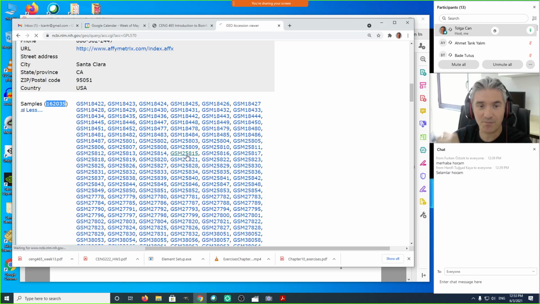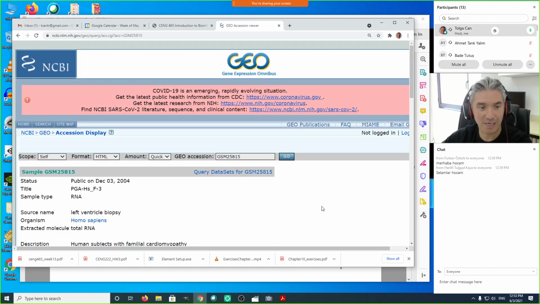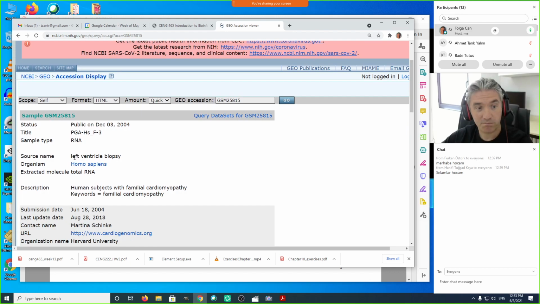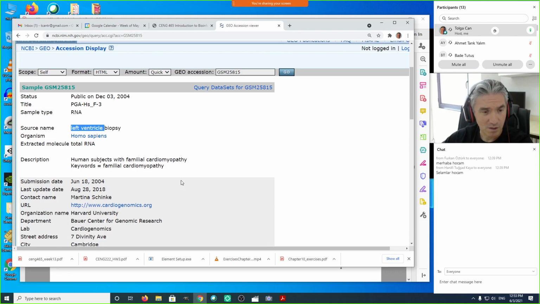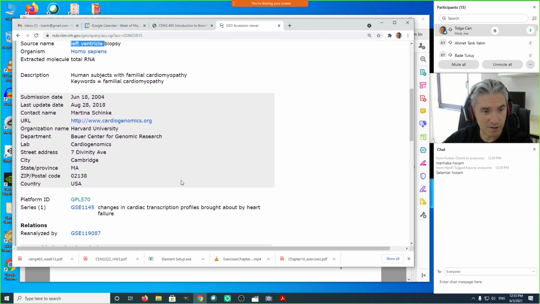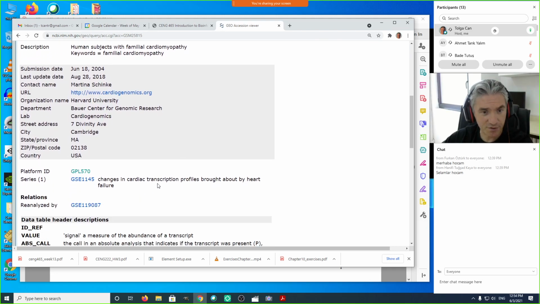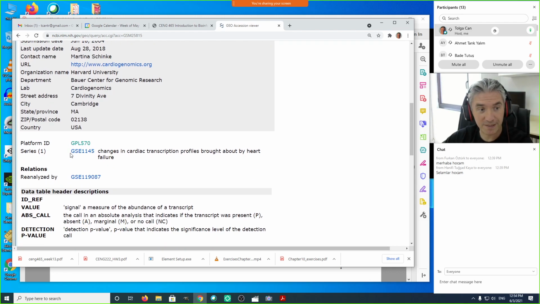When you click on a particular one, let's see what we're going to get. So this was a left ventricle biopsy. It was from some biopsy tissue. I don't know this cardiomyopathy, so it's probably some disease. Familial cardiomyopathy, left ventricle. So it's part of the heart, it's heart tissue. Changes in cardiac transcription profiles brought about by heart failure. So it's part of a big series.